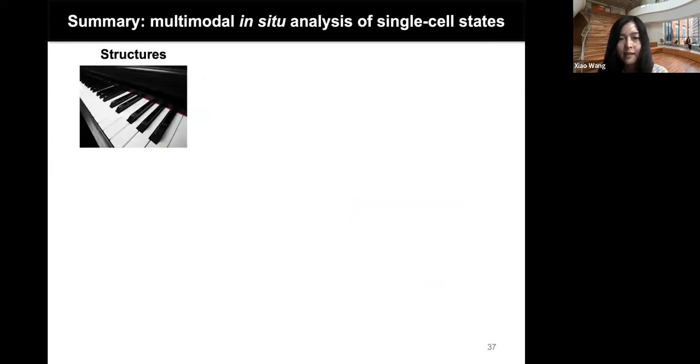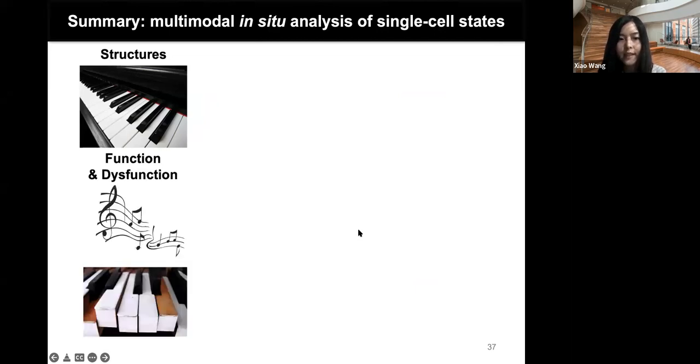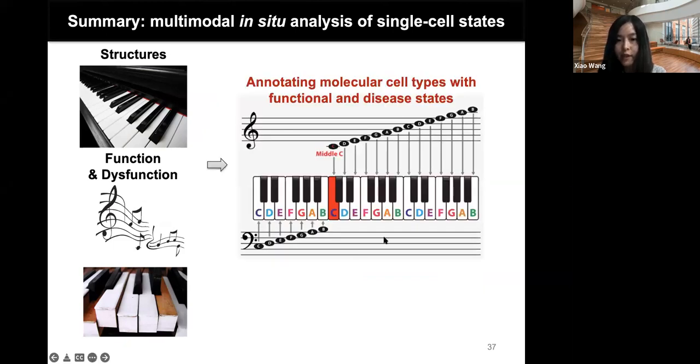Just as a summary of today's contents, we first aim to develop a more accurate way of mapping this spatial atlas, so that it will be laid down as a foundation to enable us to further achieve functional registration or annotation of cell types with tissue functions, and further we can also register molecular cell types and cell states with disease progression.